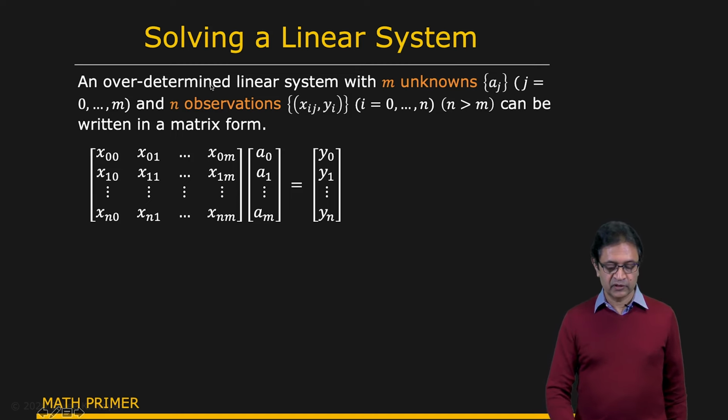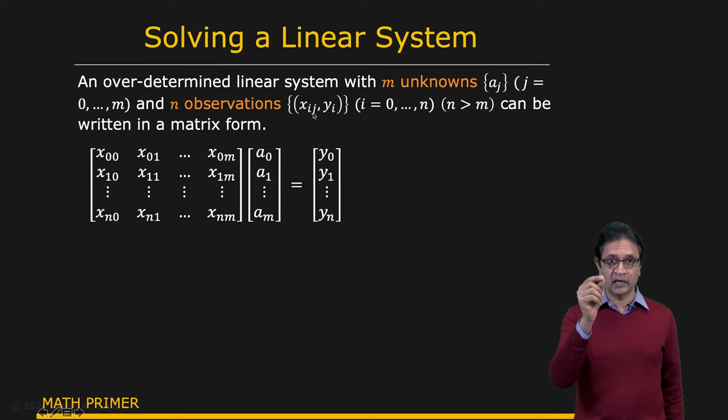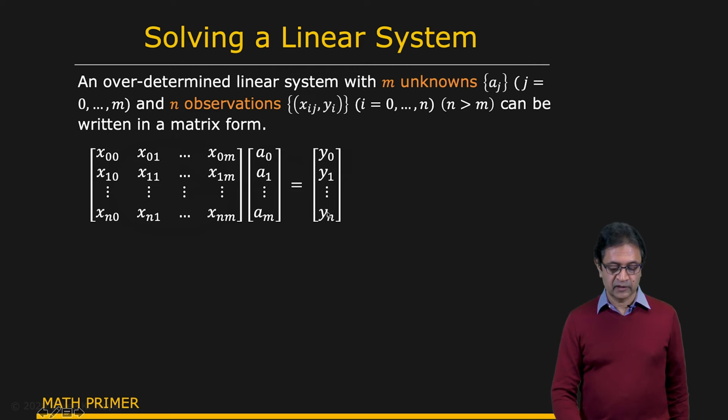So here you have your overdetermined linear system with m unknowns. In our case, we had 4 unknowns, a, b, c, d, but now we have m unknowns, and we have n observations. The observations are given as xij, yi. X has 2 subscripts right here, ij, because i corresponds to the data point itself, in our case, the point that's given to you, and j corresponds to the coefficient in the linear equation itself. So that's what you get here in matrix form. You have this matrix multiplied by this vector is equal to this vector right here.